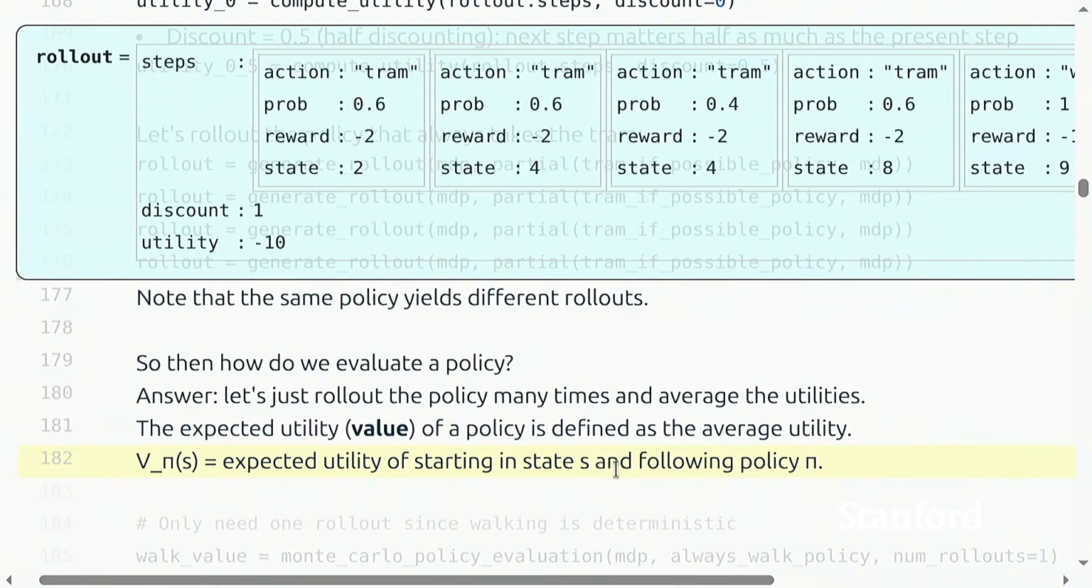Notationally in math, we often write that as v sub pi of s, and this is the expected value or expected utility or value of starting in state s and following policy pi. I'm generalizing this a little bit to say I can start in any state, not just the start state.